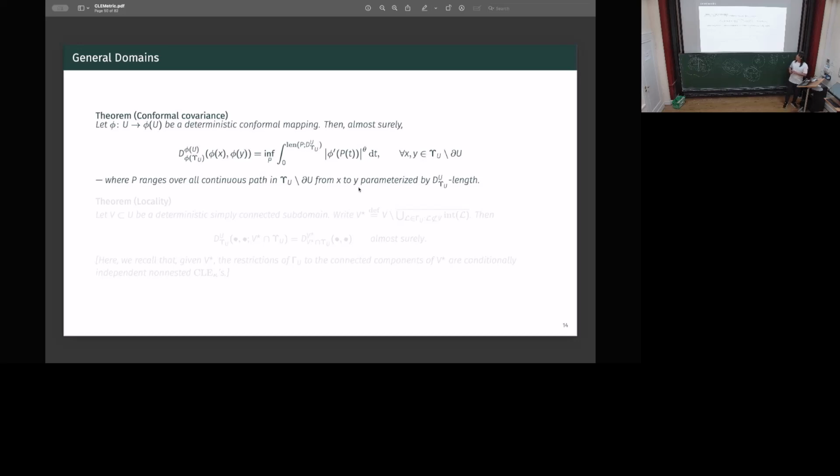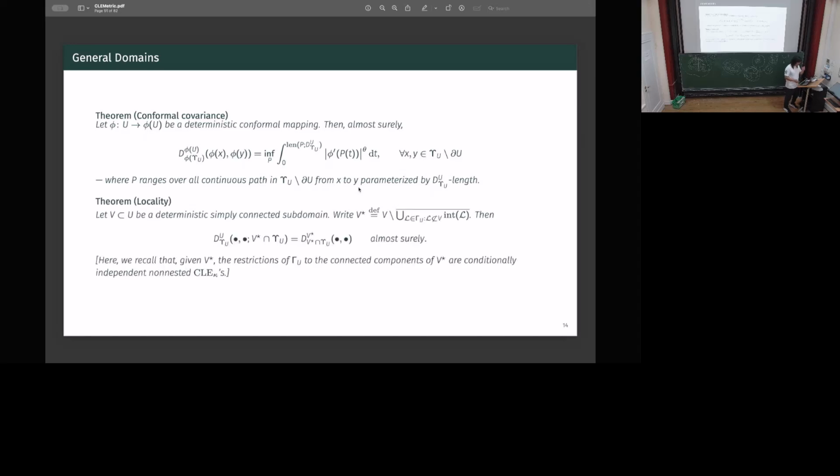And once we define it for any domain, we have a conformal covariance. It is stronger than our translation and scaling covariance before. It is valid for any conformal mapping. So if we have a metric on U, we map this U to any other domain phi U, and we also map the CLE to here. Then the metric on this carpet can be obtained from the metric on this carpet by this formula.